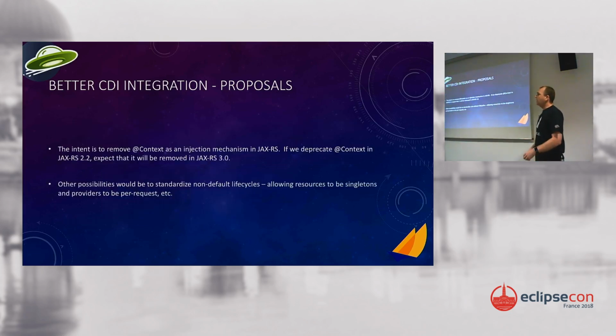So again, what I'm hoping for, and this is more me, and I won't necessarily speak for the entire JAX-RS community, is that we would deprecate things like @Context in 2.2 and then remove it in 3.0. That gives people a full release to get used to the idea that @Context is going away. And then it also gives vendors an opportunity, it basically makes it optional. So if they're not using CDI now, they don't have to until they get to 3.0. And then, like I said, we definitely want to formalize the idea of non-default life cycles and allowing CDI to control that.